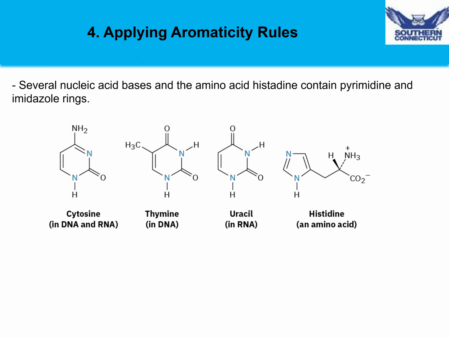Many of the heteroaromatic compounds that we cover in this section are commonly found in molecules that are part of biological systems. For example, many amino acids and nucleic acid bases contain a pyrimidine or an imidazole ring. So here are a few examples. Here is cytosine, thymine, and uracil, which all contain these six-member rings with two nitrogens, which are essentially derivatives of pyrimidine. And then in histidine, which is an amino acid, we have an imidazole ring.